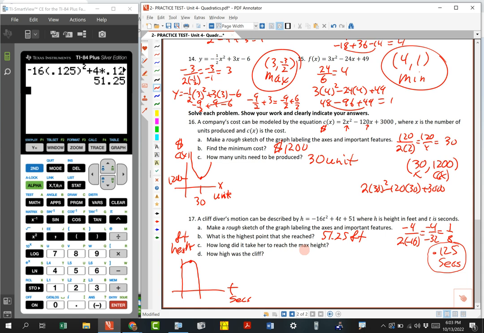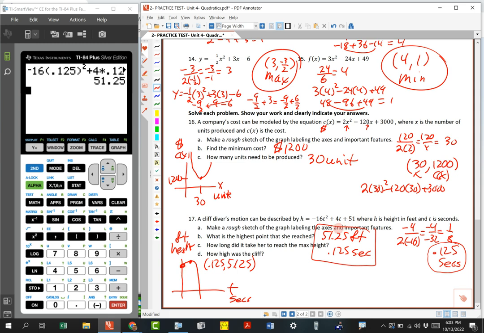How long did it take her to reach the maximum height? Well, that's this answer right here. Should have just put it over here. So this is 0.125 seconds. And how high was the cliff? That is a different question. We've talked about this right here. This is basically the coordinates of the vertex. The vertex is at 0.125, comma 51.25. So let's see, how high was the cliff? Wait just a second. The cliff would be when they jumped.